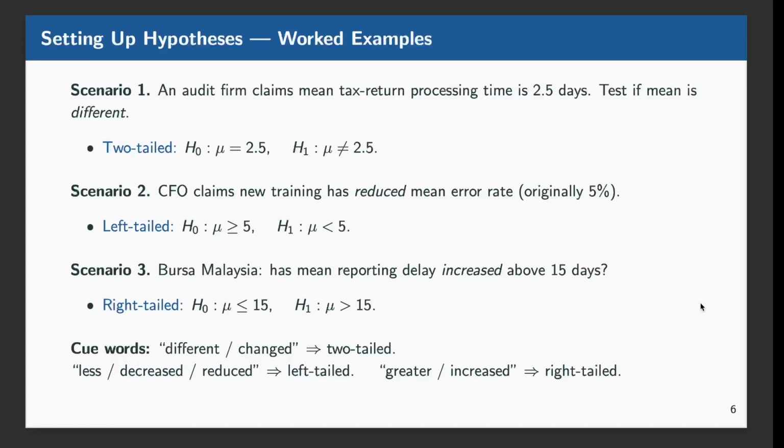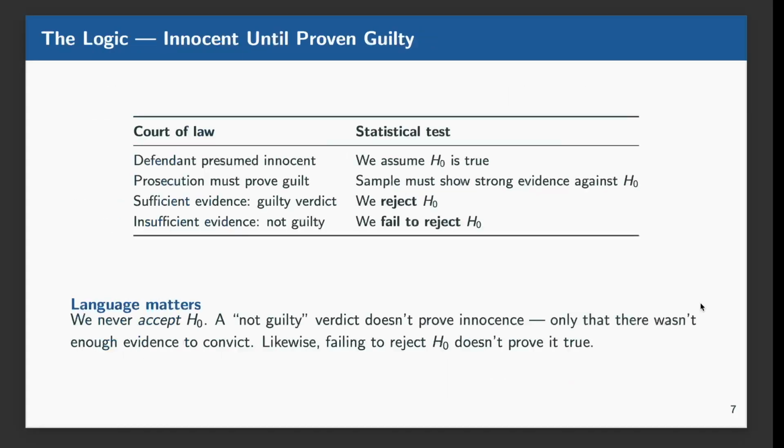Are you ready for what is probably the single most important idea in this entire lecture? Here's the logic that makes everything else in today's lecture make sense, so let's go through it slowly. Picture a courtroom trial. The defendant is presumed innocent from the very start, and that presumption of innocence is our H0. The prosecution must present strong, convincing evidence to overturn that presumption, and that evidence is our sample data. If the evidence turns out to be convincing enough, the jury convicts, and in our world, we reject H0.